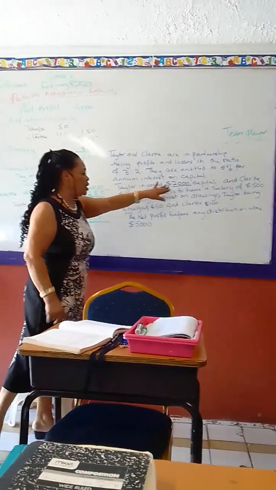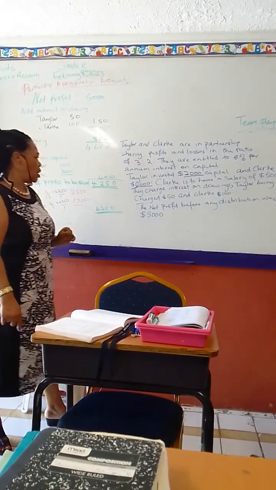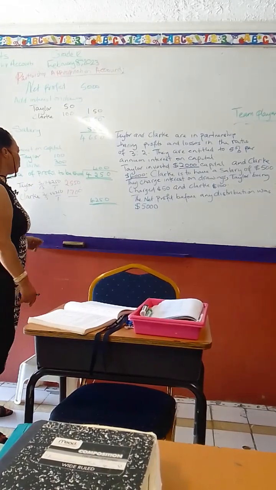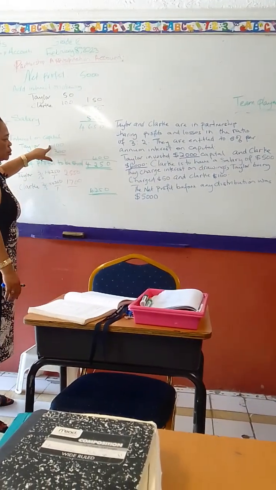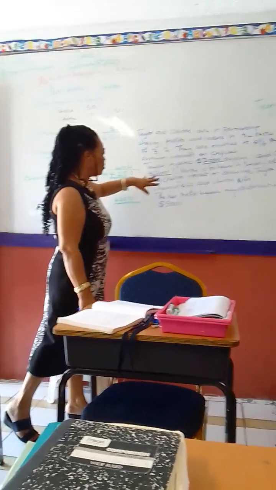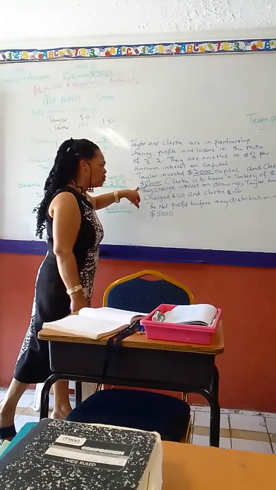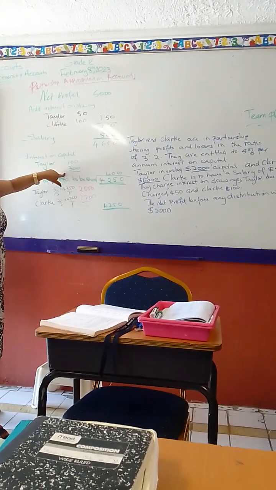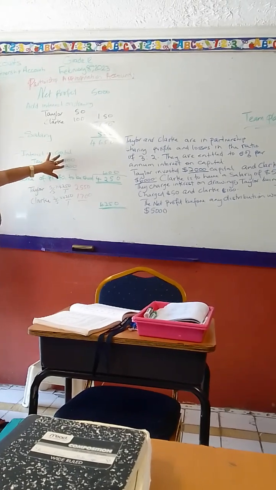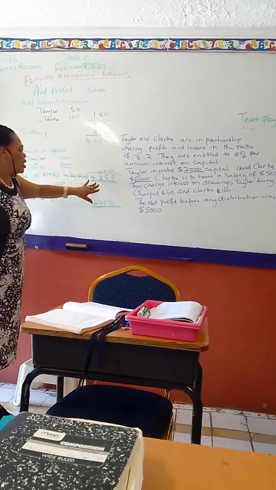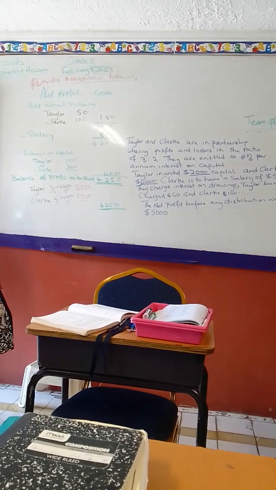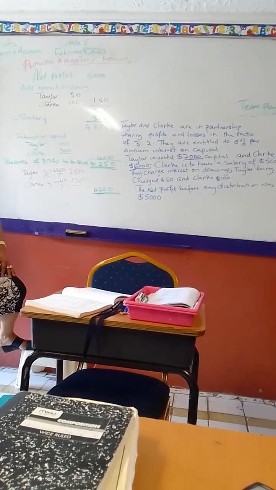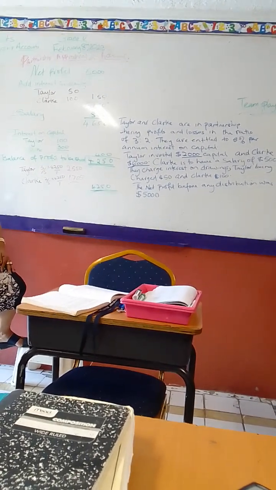It's $2,000 being invested by Taylor, and they say it's 5%. 5% of 2,000 is going to give me 100. Then 6,000 by Clark. 5% of 6,000 is 300. I add 3 plus 1, 4. Subtract that. I'm left with $4,250. What is this called? My balance of profit to be shared.